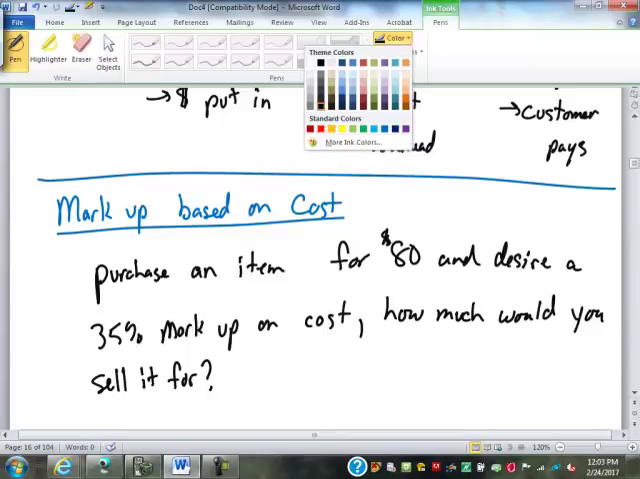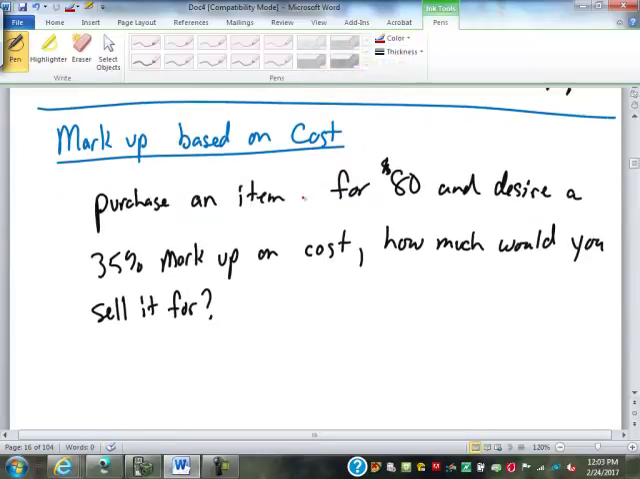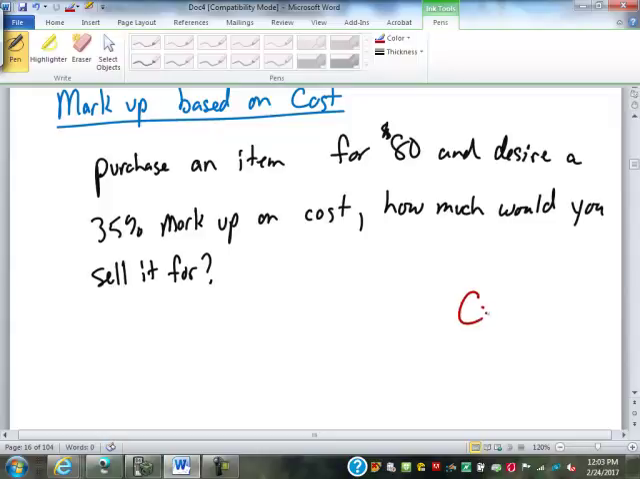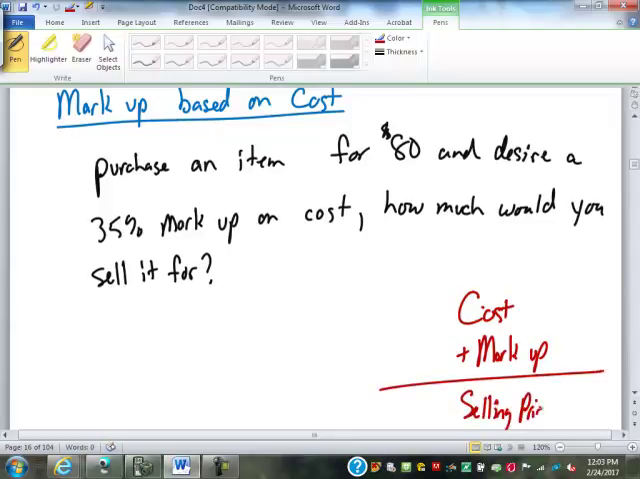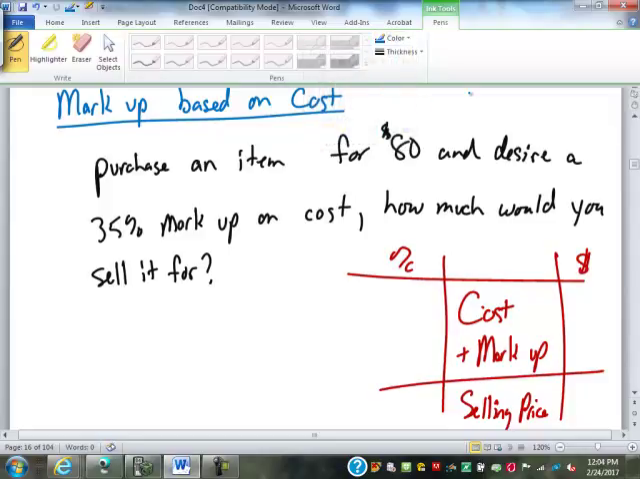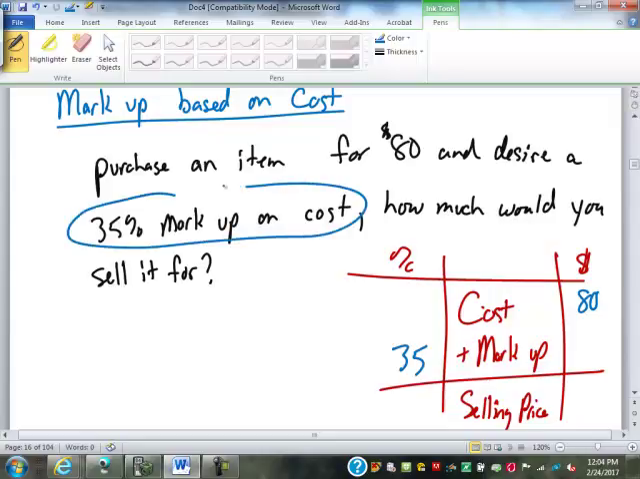So here's exactly the same as what we were just showing in that table. We have a cost. To that, we're going to add this markup. And we're going to get a selling price. So again, we got percents, and then this time our other number is dollars. We have the $80 is the cost. We have 35% is our markup. Now in this case, remember I specified markup on cost. What that is saying is the cost is considered the 100%.